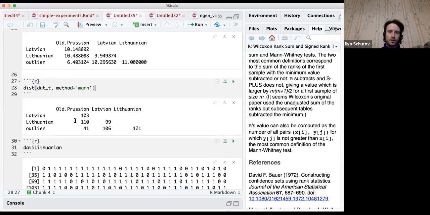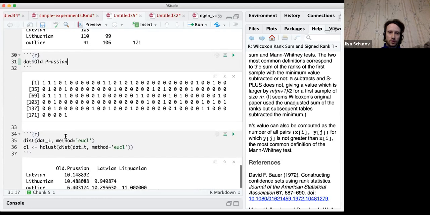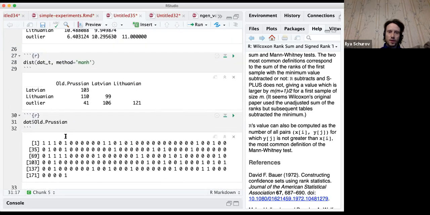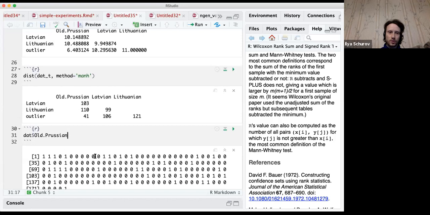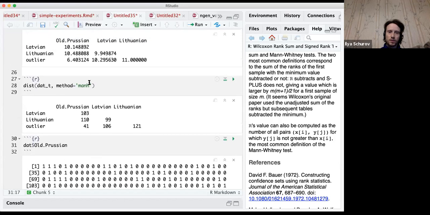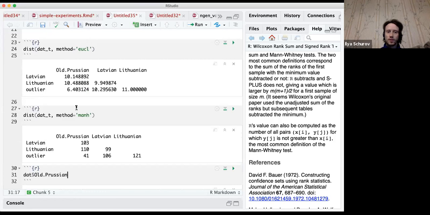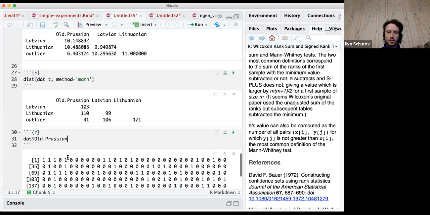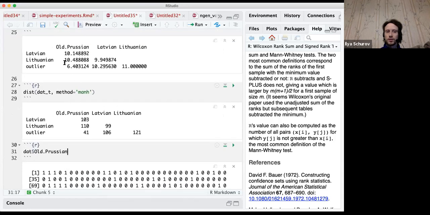If I take the Old Prussian, we have a lot of zeros here, but it seems that in Euclidean distance these values of 1 are counted with, in a sense, larger weight. Why does it work like this? So I have some square root here.